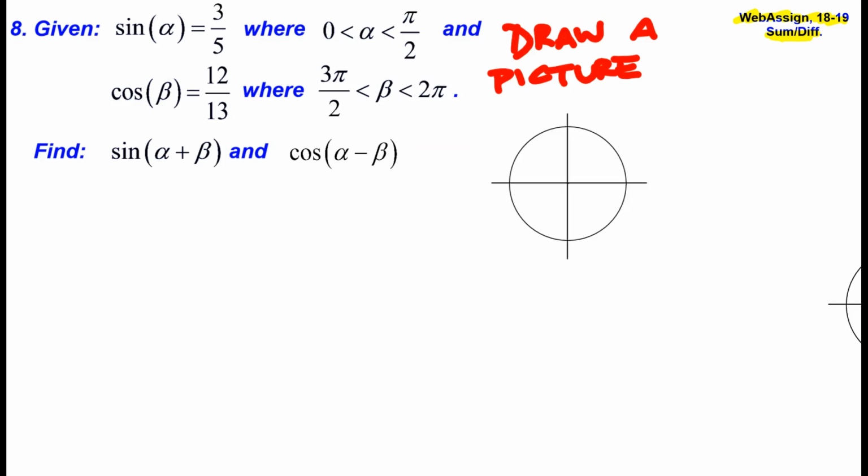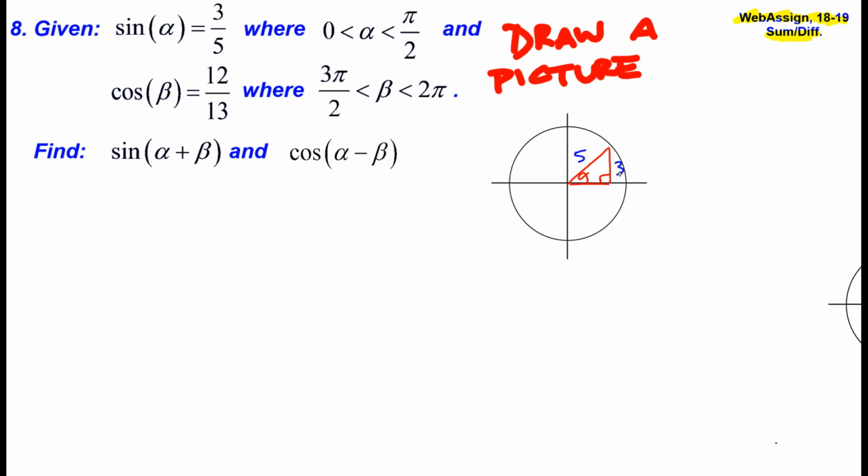So alpha is in quadrant 1. I'm going to draw an angle here in quadrant 1, sketch in the right triangle, and alpha is this angle here. And our components, well, sine is 3/5, and I know that sine is y coordinate over radius. So that's the picture so far.